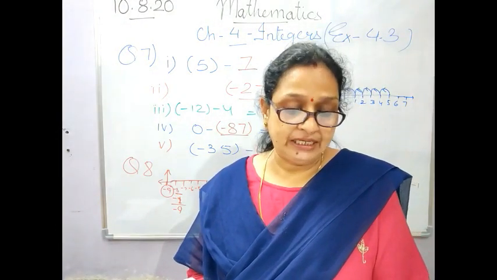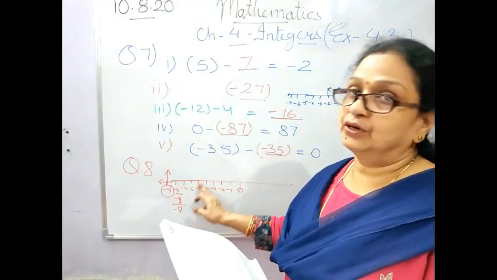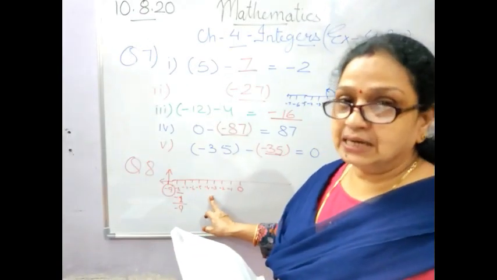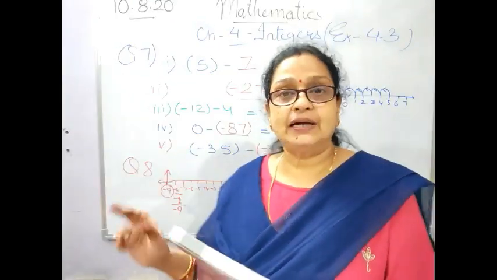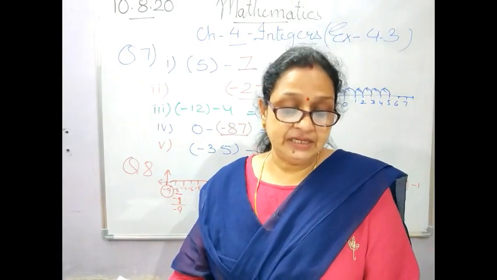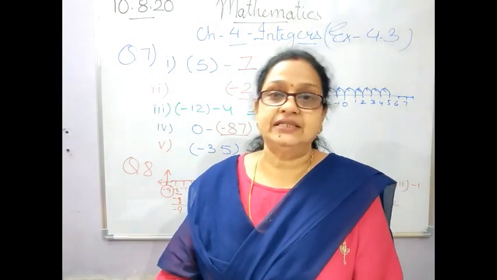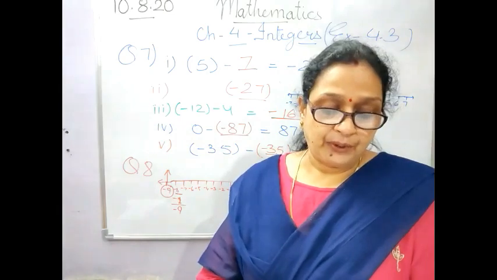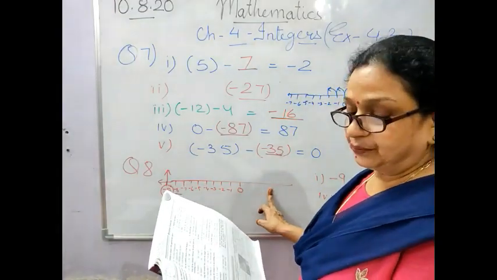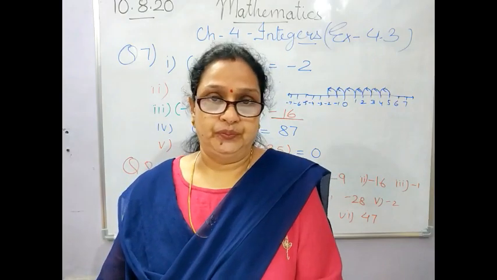The difference of two integers is always negative. That is wrong, because when we find the difference, this will become plus. So it is false. Minus minus will become plus. Then, when a negative integer is subtracted from a positive integer, the result is always greater than 0. That is true.